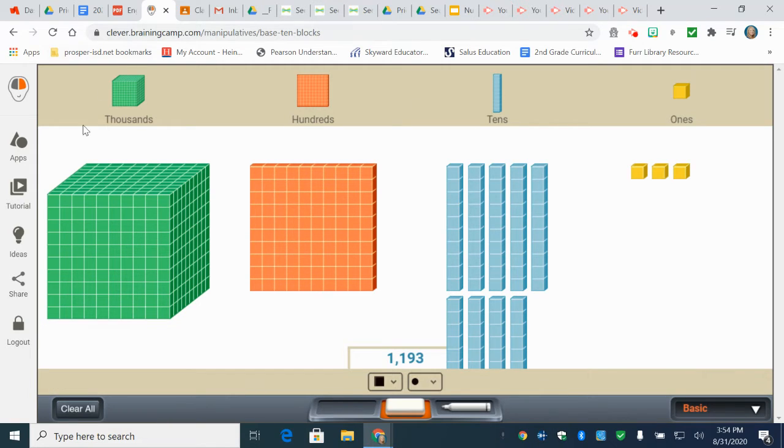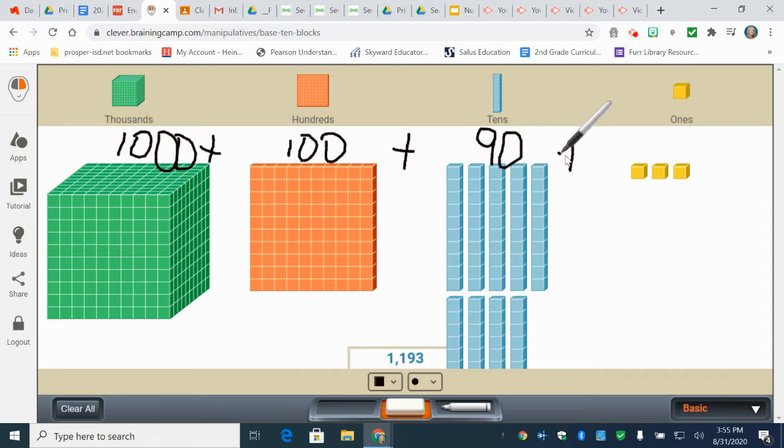in expanded form, remember we've been working on our expanded form, I would write 1000 plus 100, because that's how many hundreds I have here. And then I have 9 tens, so that actually means the number 90. So I'm going to say plus 90 plus, and then I just have 3 ones. So there's my expanded form, 1193. 1000 plus 100 plus 90 plus 3. That's the expanded form of that number.